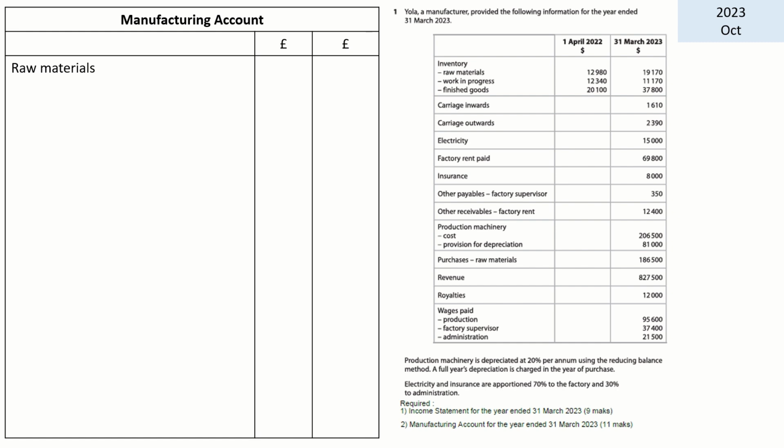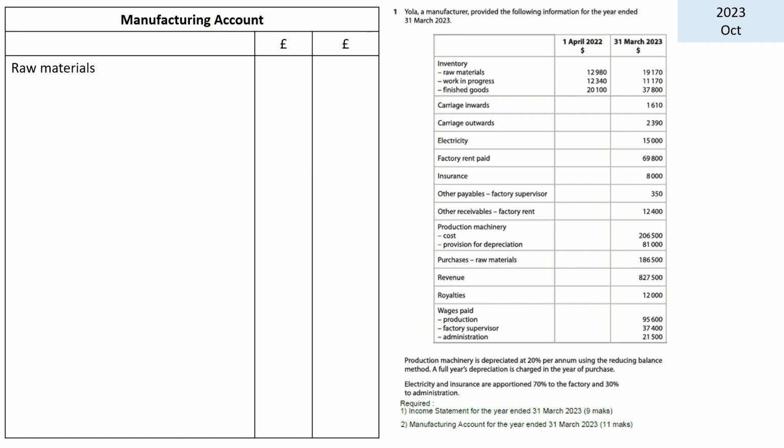Carriage inwards, carriage outwards, electricity, factory rent paid, insurance, other payables, factory supervisor, other receivables, factory rent, production machinery cost, provision for depreciation, purchase of raw materials, revenue, royalties, wages paid for production, for factory supervisor and administration. Production machinery is depreciated at 20% per annum using reducing balance method. A full year's depreciation is provided for the year of purchase.